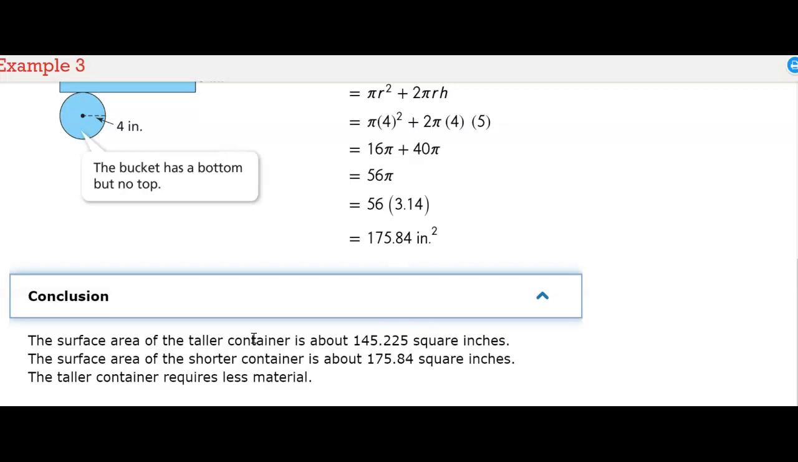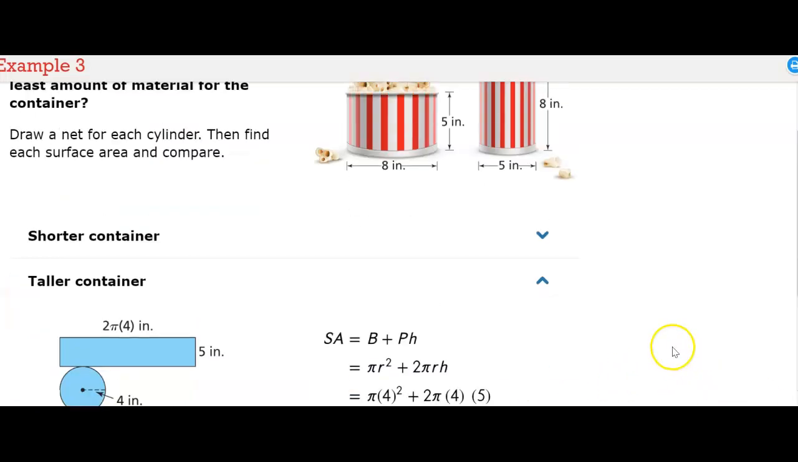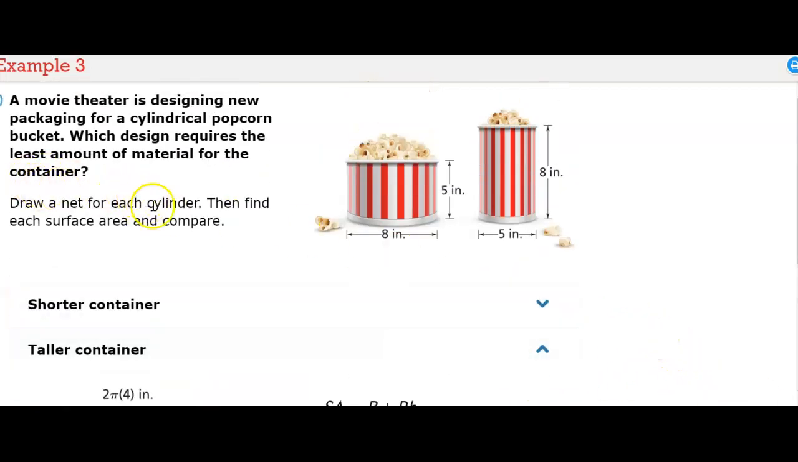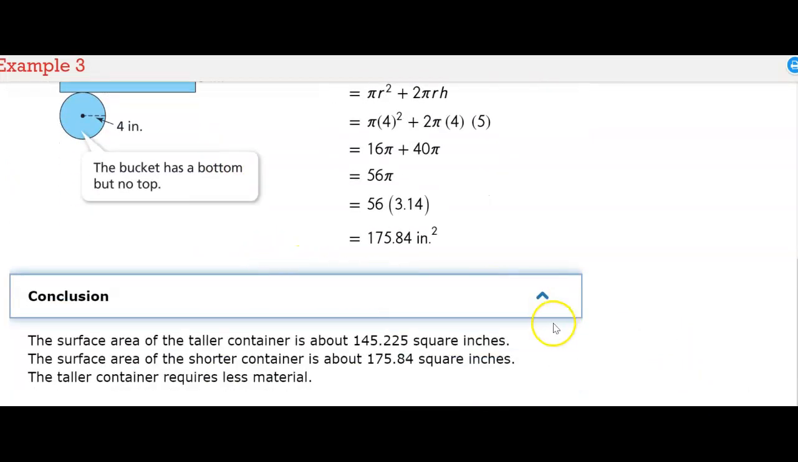225 thousandths. That was the other one. I apologize for the miswording. The taller container requires less material. So they would probably go with the taller container.